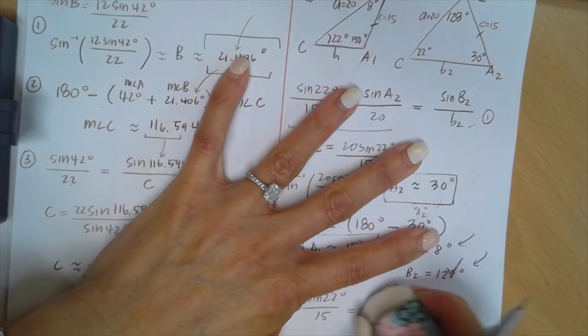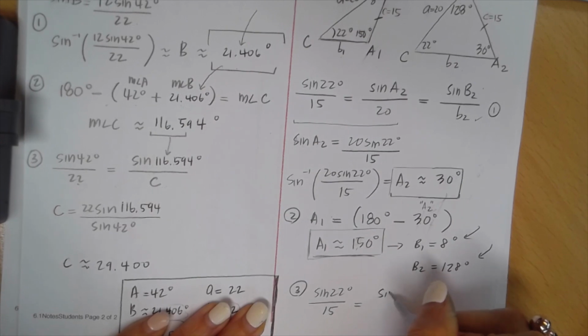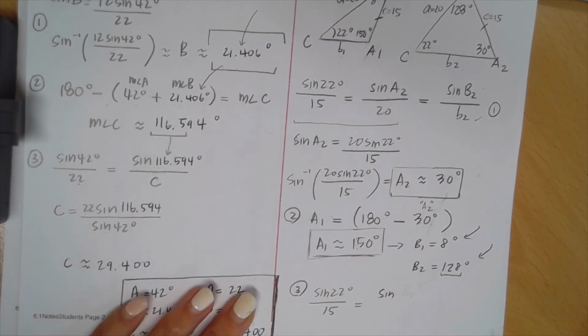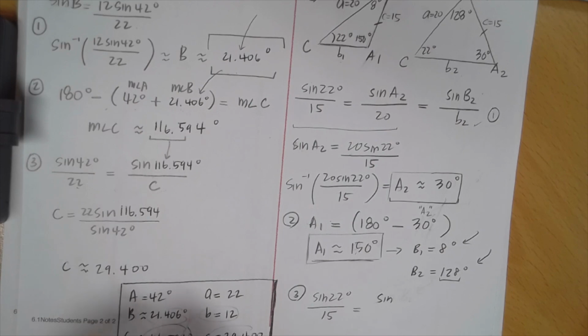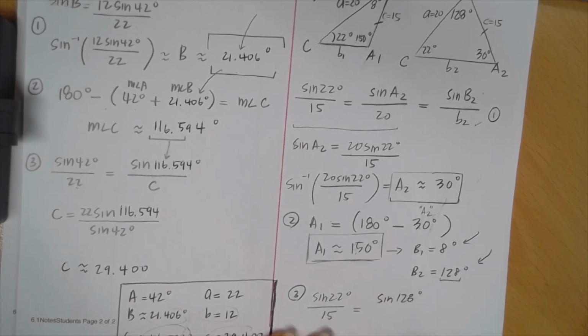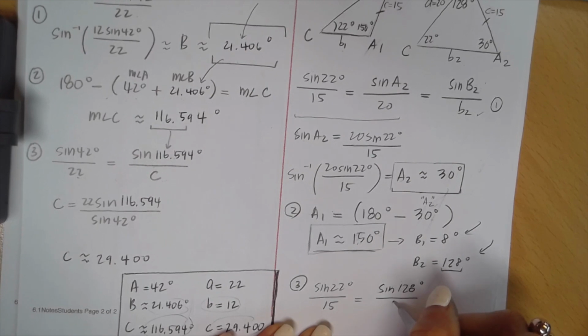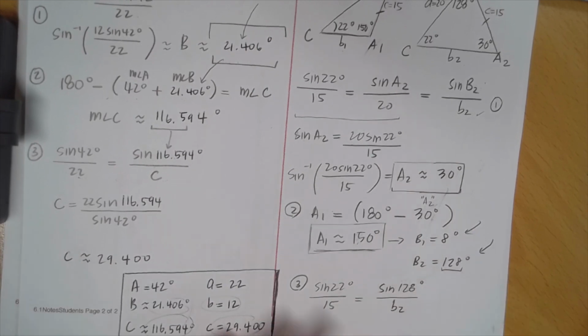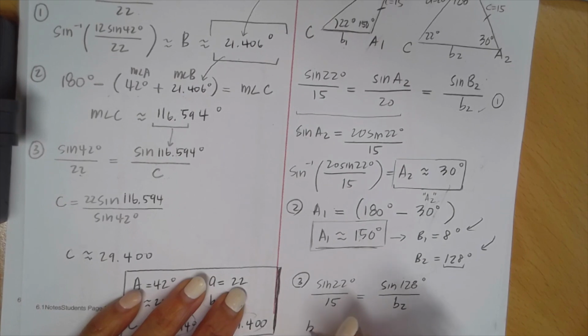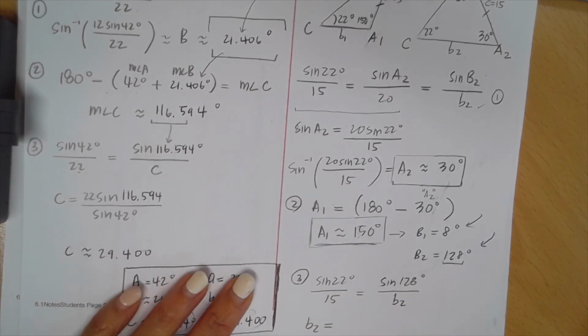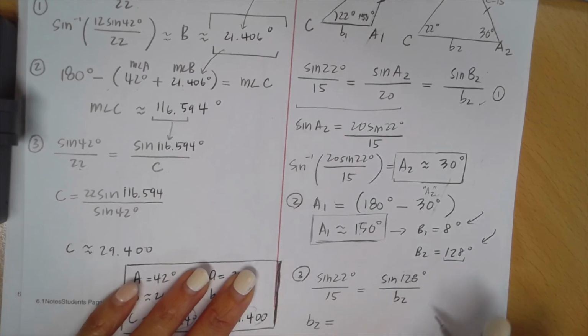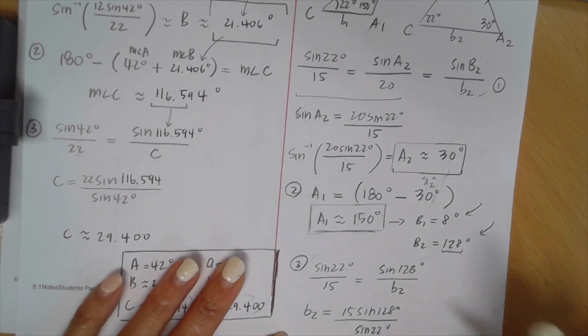So I like to try to use the actual values, whatever they were, okay? So try using the real values. I'm going to put 128 here, but try to use the real values over little b2, I'm sorry. So when I solve this, I get b2 is equal to, you cross multiply, so I would get 15 sine 128 divided by sine of 22, right? Okay?